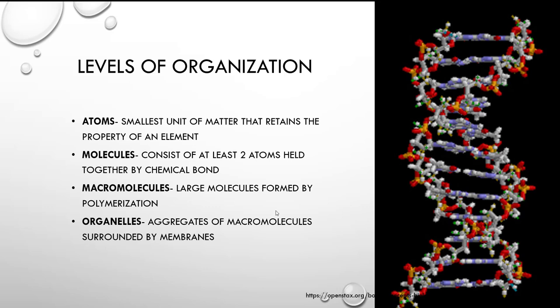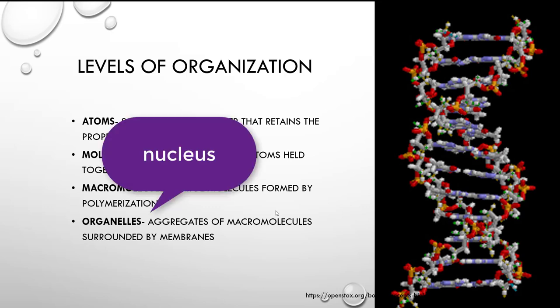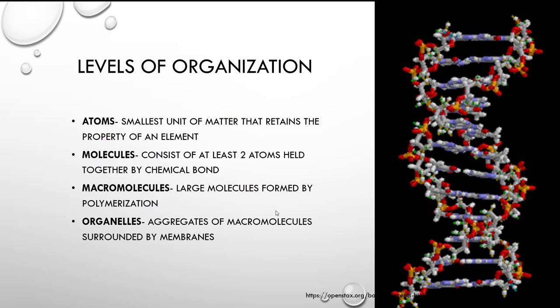And then finally we get organelles. Organelles are aggregates of macromolecules surrounded by membranes. So think of a nucleus. A nucleus is an organelle of a cell. It's got multiple types of macromolecules in there. And those macromolecules are made of molecules that are made of atoms.